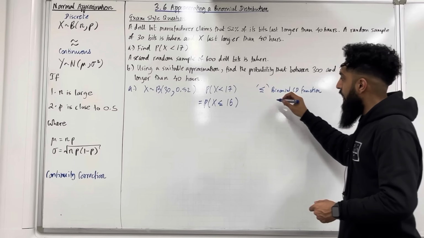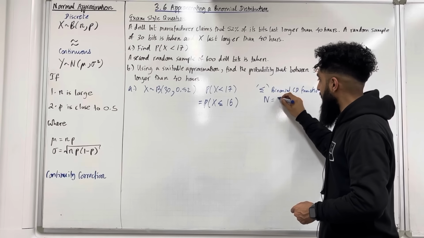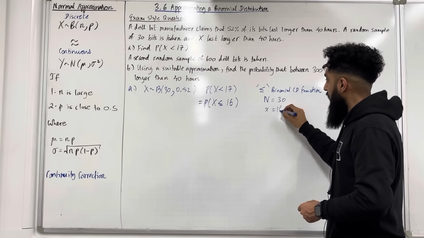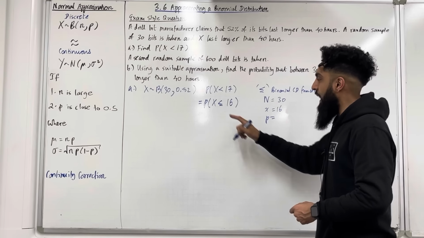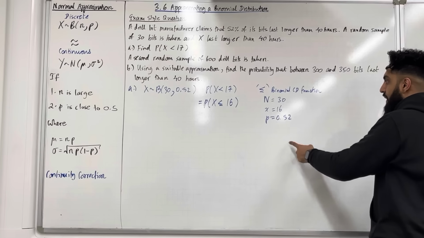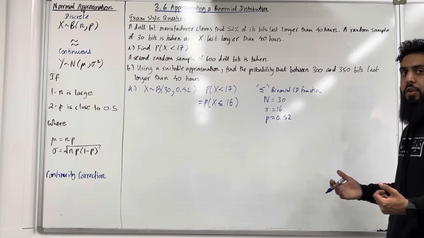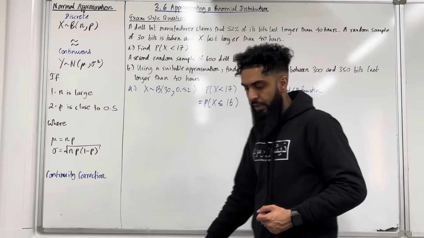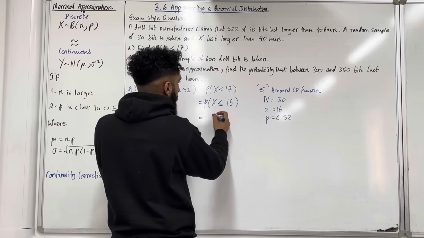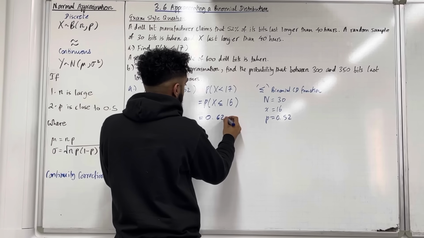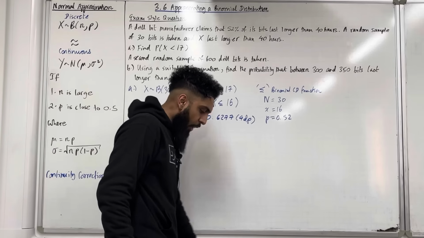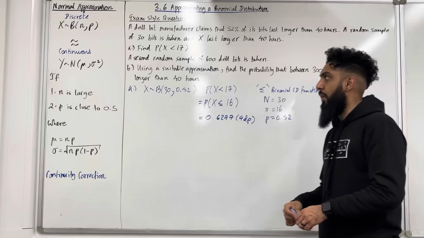So we have that capital N, the sample size, is 30, lowercase x is 16, and P, the fixed probability, is 0.52. So I can input these values into my calculator. I'm going to be using the binomial CD function. So using the binomial CD function gives me that this probability is equal to 0.6277 to 4 decimal places. Okay, let's move on to the next part of the question.